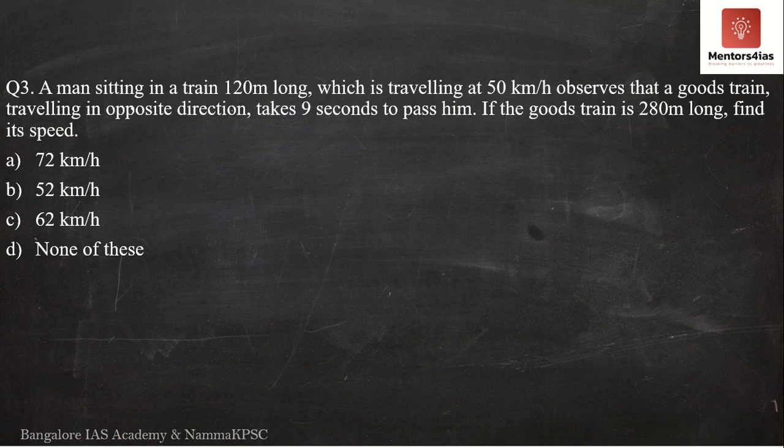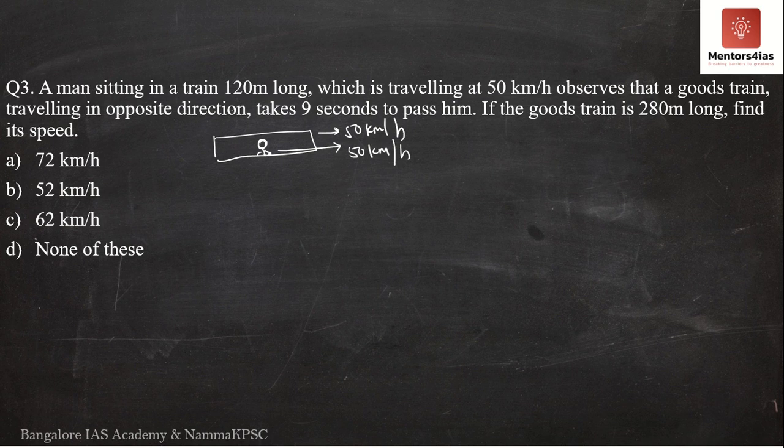Now, here, please don't get confused. Read the question once again. It's saying a man is sitting in a train which is 180 meters long. Okay, so there's a train over here and a man is sitting inside the train, which is traveling at 50 kilometers per hour. Now, if the train is traveling at 50 kilometers per hour, what does this mean? The person sitting inside the train is also traveling at 50 kilometers per hour.